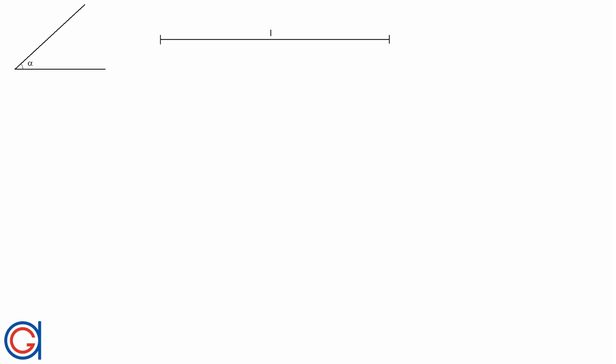Hello, today we are going to learn how to draw a rhombus given the length of one of its sides, L, and one of its angles, alpha, which can be seen here on the top of the screen.